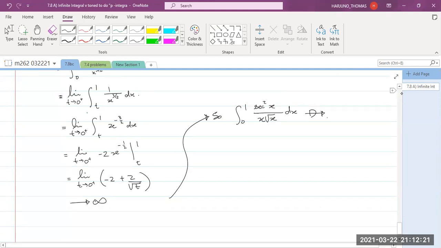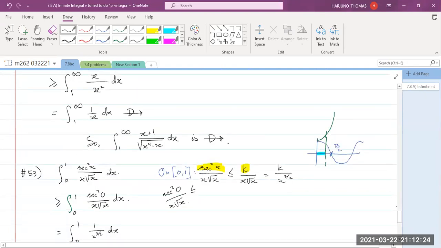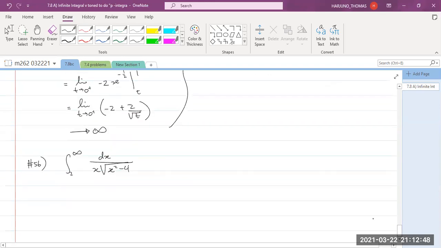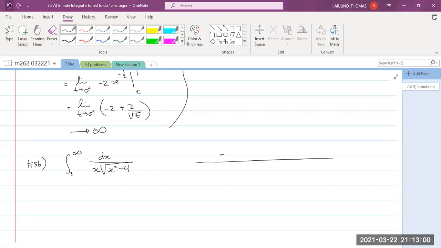Now, so far we deal with cases where it's only type 1 or type 2. Number 56, when we have both types. Number 56, integral from 2 to infinity of dx over x square root of x squared minus 4. So if we take a look on the number line, it starts from 2 to infinity, right? Now the thing is we have singularity at 2. When x equals 2, it is singularity.